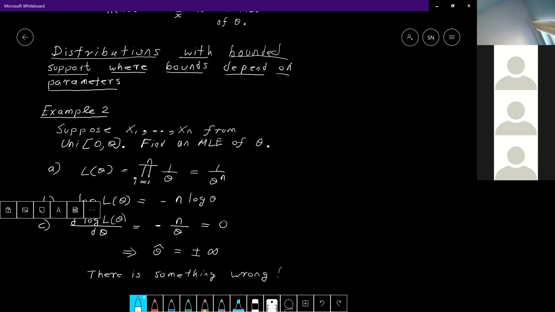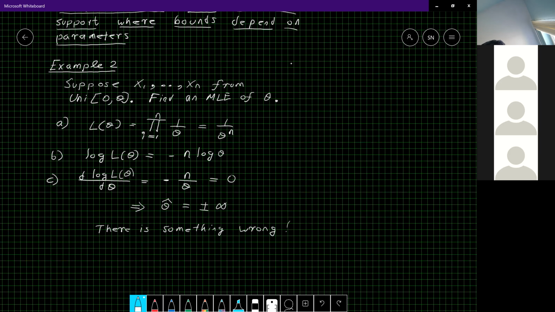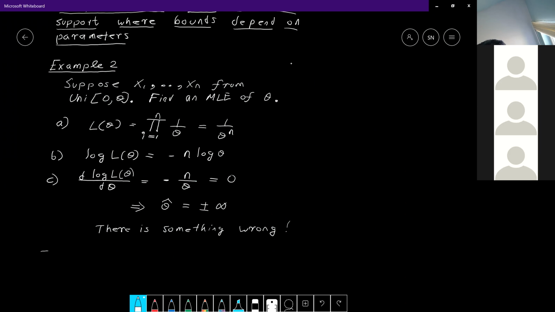So you cannot use the usual procedure. You cannot use the four-step procedure, which I gave you in class a long time ago, to find the MLE. So you need to use a different procedure, which I will explain to you now. I'm going to redo example 2 using a different procedure, right?